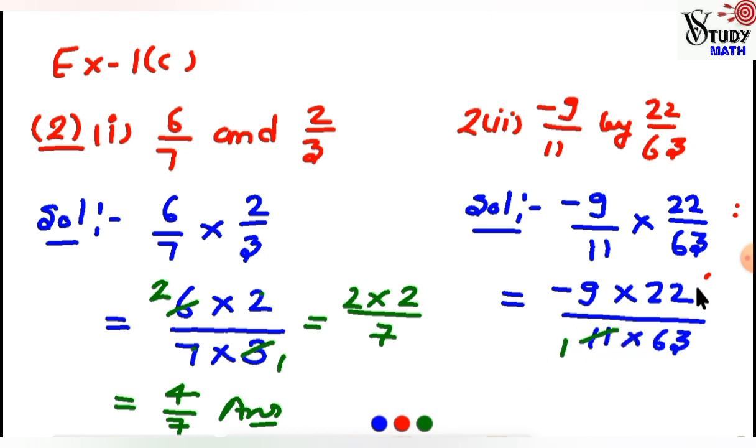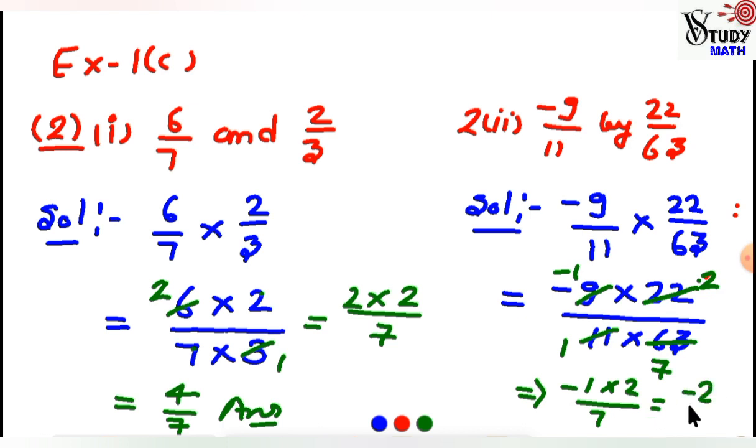11 ones are 11 and 11 twos are 22. 9 ones are 9, that is negative 1 time cuts. 9 sevens are 63. So now this 2 will multiply this negative 1, like this, negative 1 into 2, and 7 ones are 7. So the final answer will be negative 2 by 7. This is the answer. Understand, dear students? Very good.